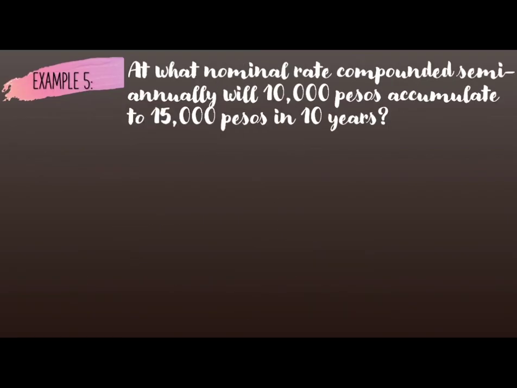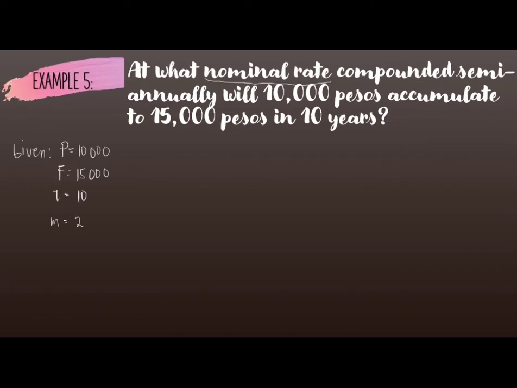Okay, so last example. At what nominal rate compounded semi-annually will 10,000 pesos accumulate to 15,000 pesos in 10 years? So, yung nawawala naman is yung rate, yung nominal rate. So, ano yung mga given natin? Okay, so yung principal amount is 10,000 pesos. So, naging 15,000 daw. That is the future value or the maturity value. For 10 years, yung time is 10 years. Then, semi-annually. So, yung conversion natin is dalawa lang.